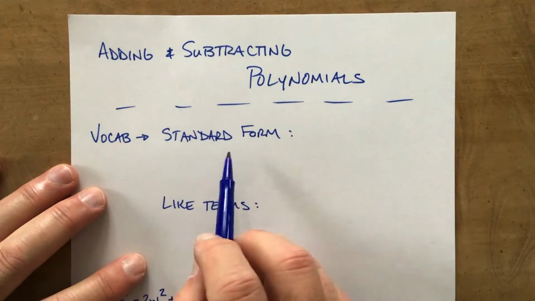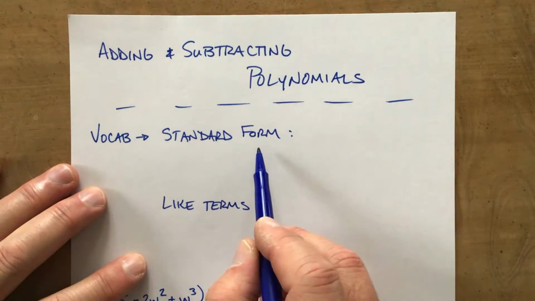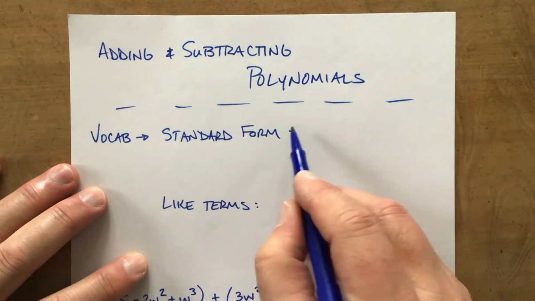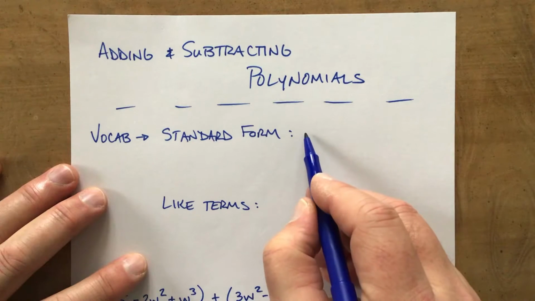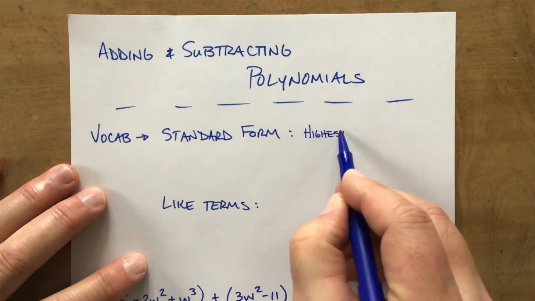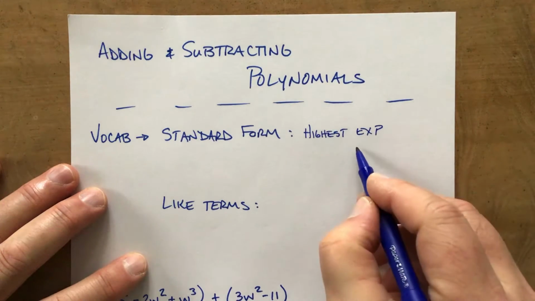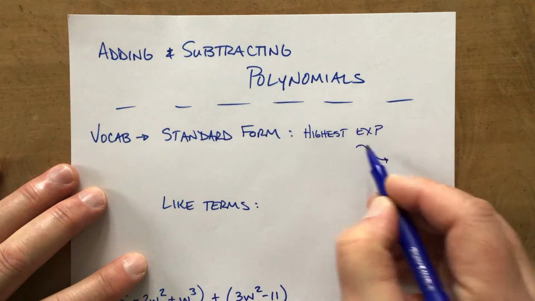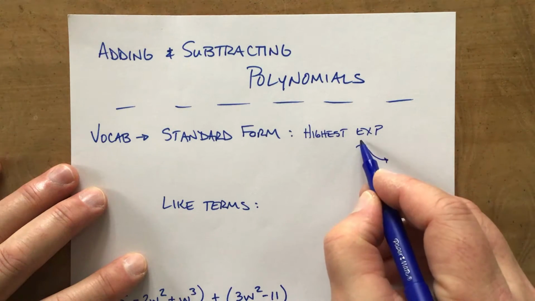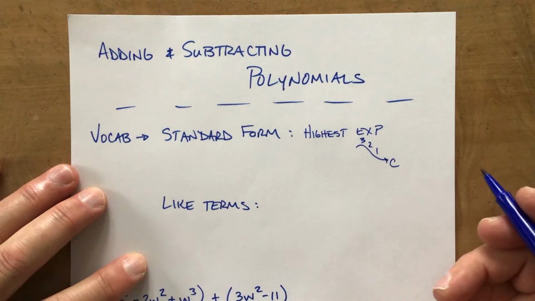The first thing we have to understand is that it always has to go in standard form. What I think of as standard form is that the highest exponent goes first. So you have to find the highest exponent, and that term goes first. I think of it as a downhill slide. You look at the exponents, so you could say 3, 2, 1, and then the last one is always your constant.